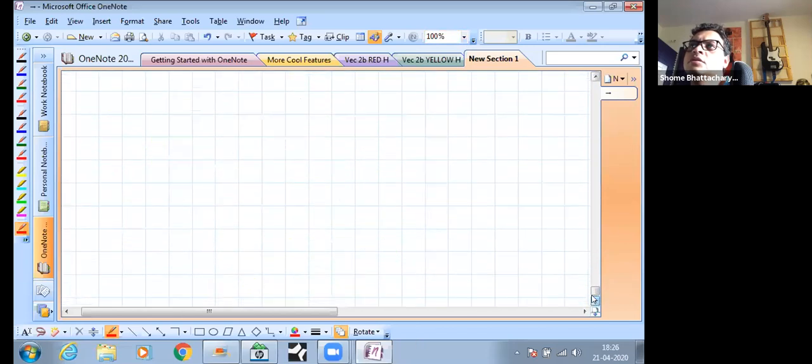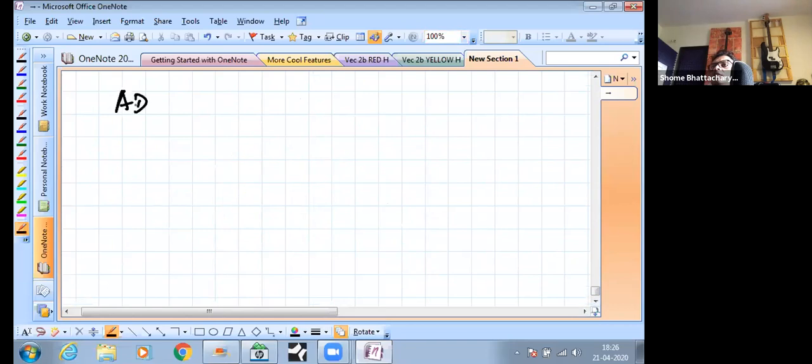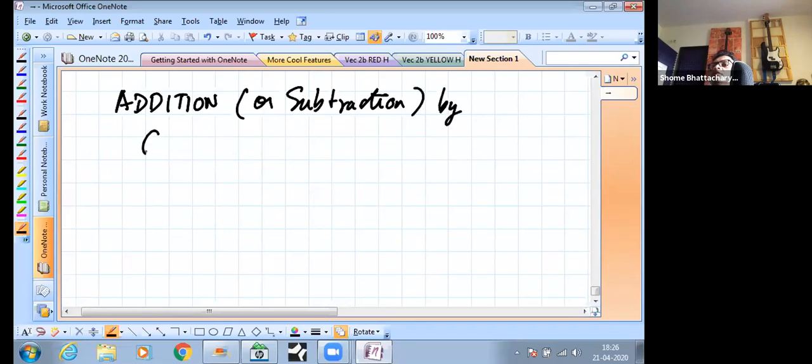Okay. Now, just one last thing before we conclude today's lecture, which is actually very simple. That is how to do addition or subtraction of two vectors using components. Okay. So addition or for that matter subtraction. So this is our first official study of subtraction of two vectors by component method.